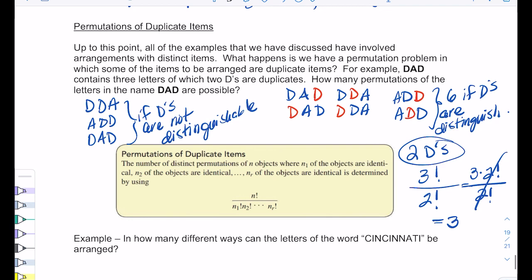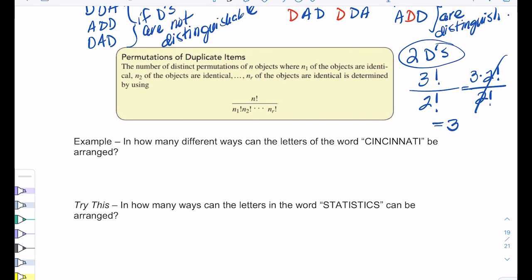If we take the word Cincinnati, how many different ways can the letters of the word Cincinnati be arranged? When I go through and look at this, I notice that I've got 10 letters. When I scan this really quick, I see that it has 3 I's. And I see 2 N's and 2 C's. Sorry, there's actually 3 N's, 3 N's and 2 C's.